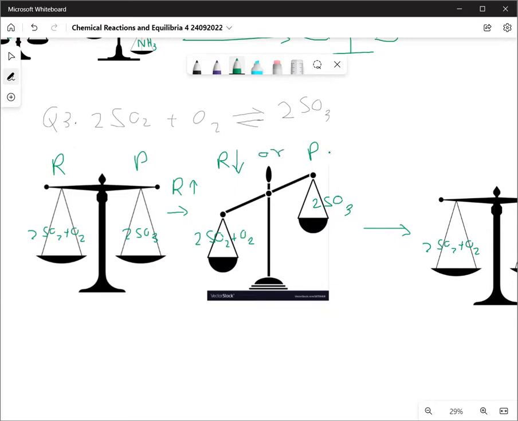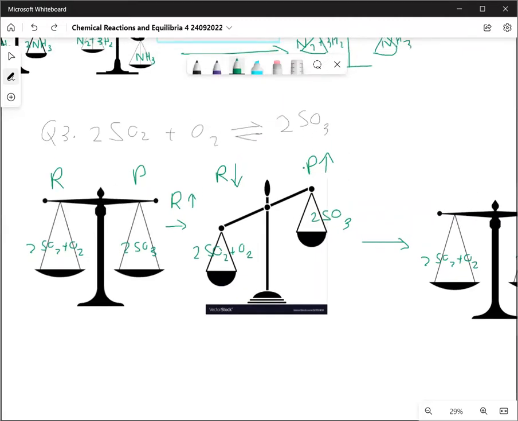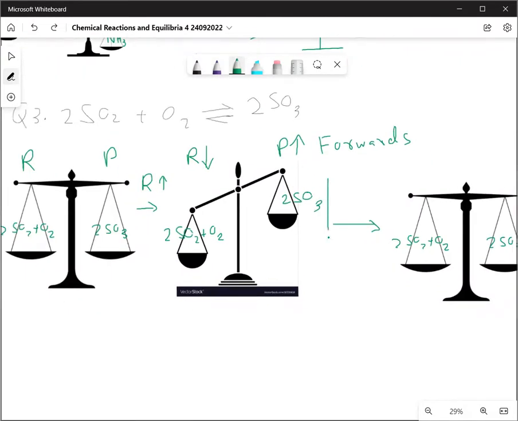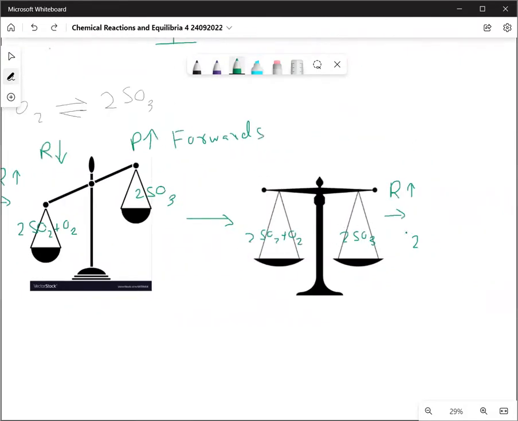Or what? We have to increase the product side. How do we increase it? Which side is the product side, forward or backward? Forward, then we increase the forward. So product is at the forward side, so I'll make it go forwards. So this will go downwards and this will balance. Is that clear? Zahra, clear?